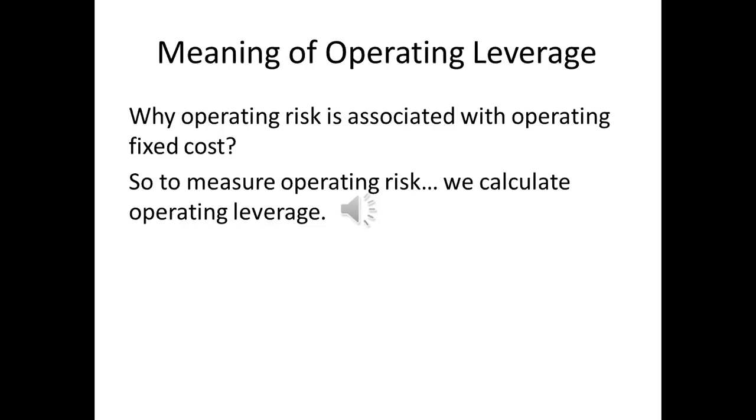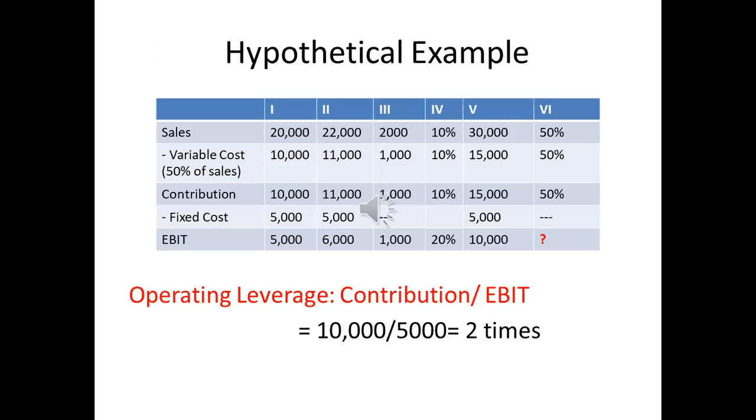Fixed cost helps in magnifying the operating revenue. How? We'll see that in the coming slides. Fixed cost can be called a fulcrum, as we all know that the placement of the fulcrum will determine how far an object will move. Similarly, fixed cost operations will decide what will be the impact of changes in sales on changes in operating profit. Now let's take this hypothetical example to understand how fixed cost can help in increasing the percentage change in EBIT.